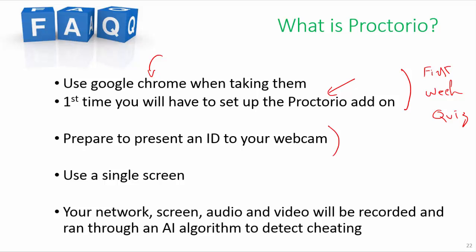Don't be surprised if Proctorio asks you to show your student ID to your webcam. So you need a webcam, you need a microphone to be able to take those exams, okay? It's going to test to make sure that you have your ID and show it to the webcam to confirm your identity. Like I said, use a single monitor, a single screen, and your network traffic, the content of your screens, the audio in the room, the video from the webcam, all will be recorded.